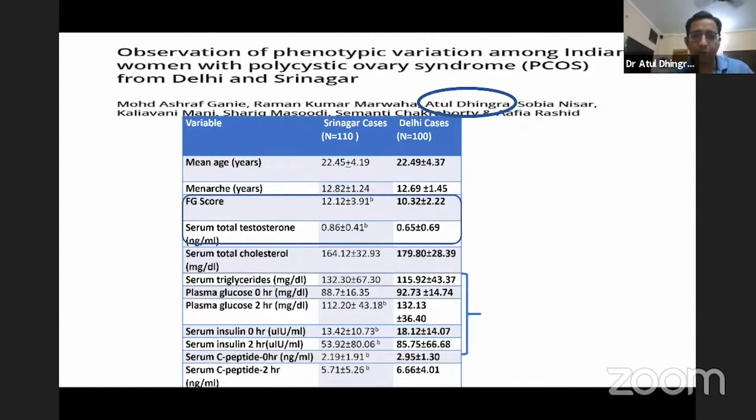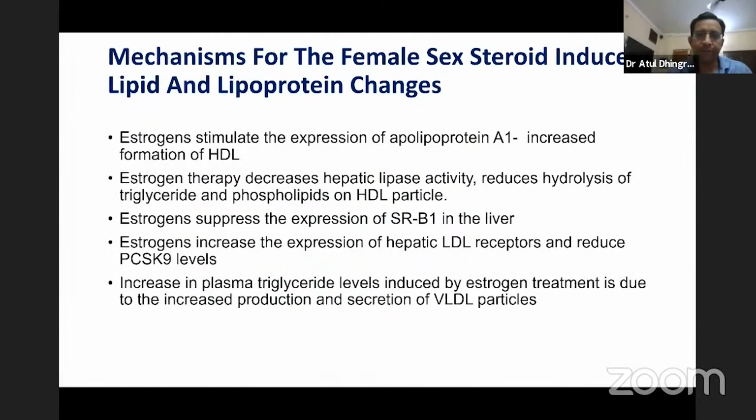They had higher total cholesterol levels because of a higher presence of diabetes in the background in patients from Delhi. So we concluded that in Delhi, we have more of a metabolic phenotype of PCOS, whereas in Srinagar, we had more of the androgenic type of cases.